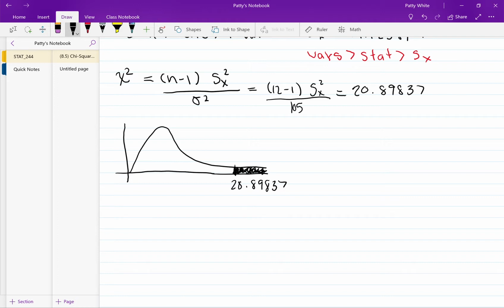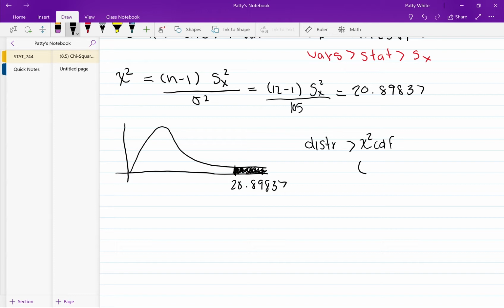So to find that, it's very similar to what we did for the normal distribution. When we had the normal distribution and wanted to find the p-value, we used the normal CDF because we wanted to accumulate that area. Now, we don't have a normal distribution, we have a chi-squared distribution, but it's the same idea. We're going to use a chi-squared CDF. So in our calculator, we're going to go to distributions, and then we're going to go to chi-squared CDF.